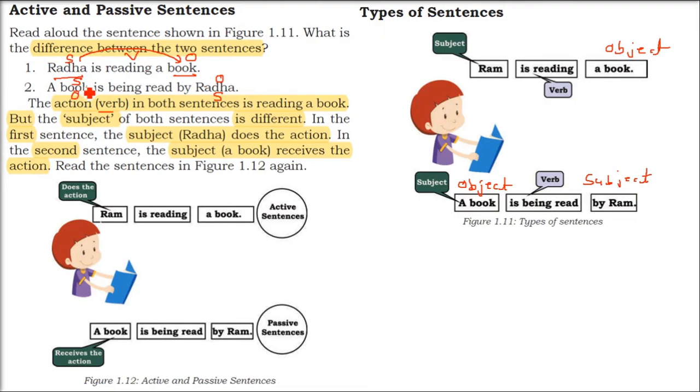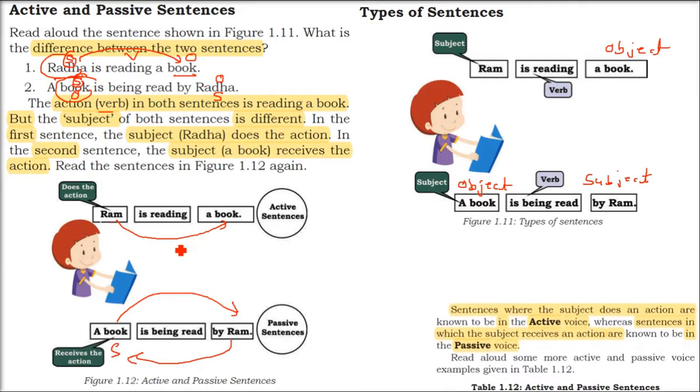But when the subject does work on the object, it is an active sentence. Subject is Radha, a book is the object. But here the book is the subject, Radha is the object. So now the book is being read by Radha. So now the subject is getting action by Radha. So this is a passive sentence. Okay? That is, it receives an action. Now, Ram is reading a book. That is the active sentence. A book is being read by Ram. So Ram is doing an action, active. The book is receiving an action. That is a passive sentence.